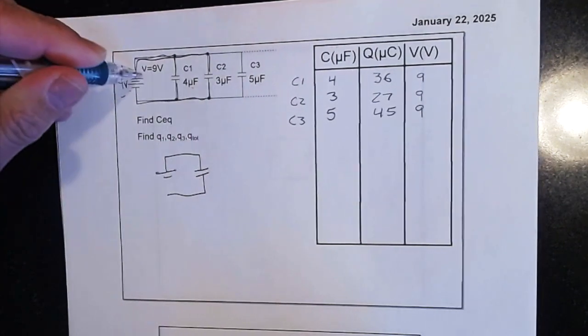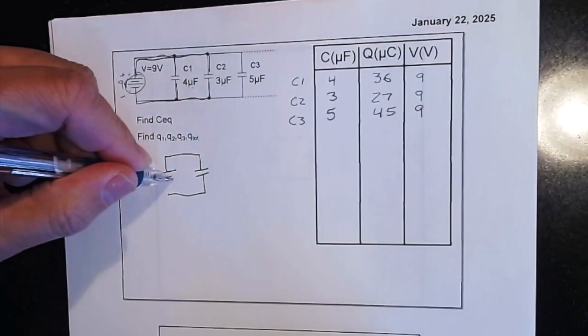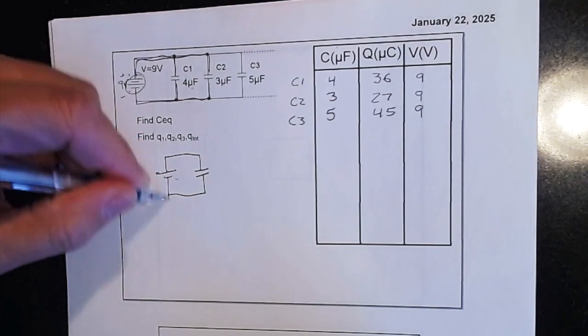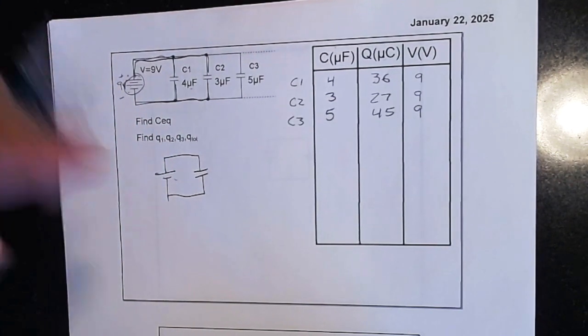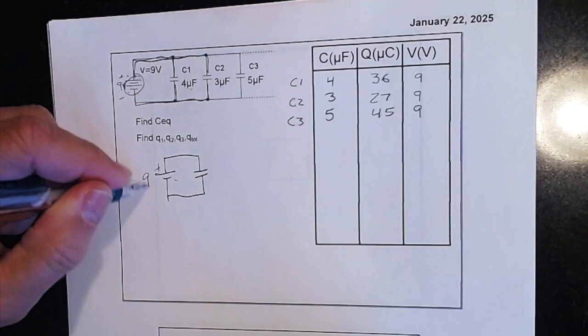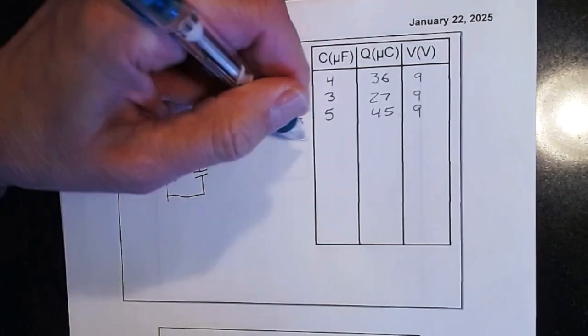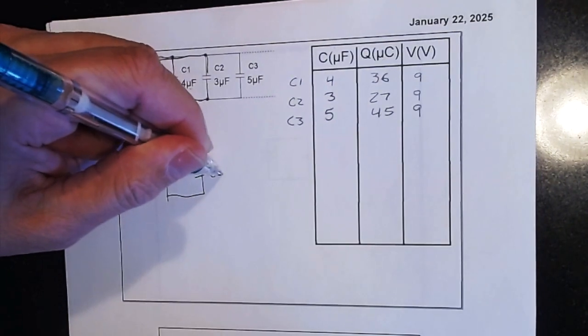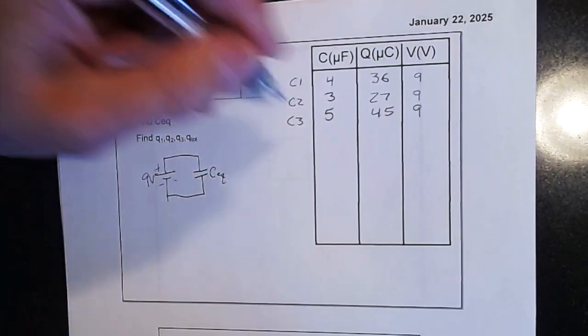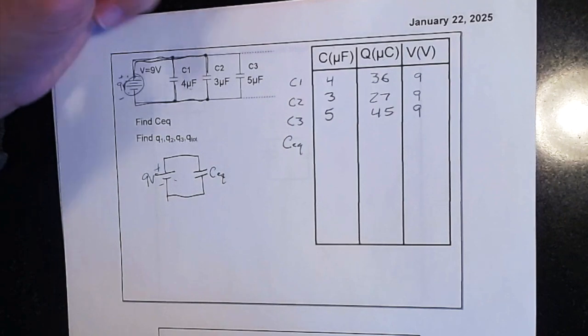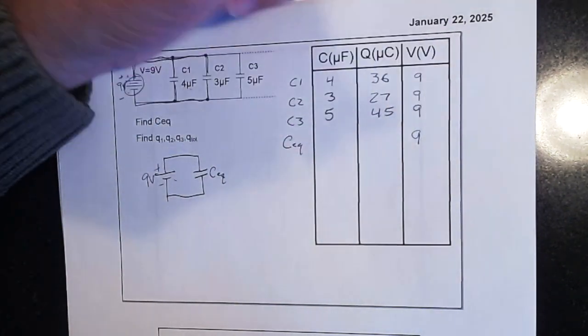And it's funny, they draw these batteries. Those are supposed to be individual cells. I'm not going to be as fussy about that right now. This is just a battery, 9 volts. And so this is going to be my C equivalent. Didn't write it well. C equivalent. The voltage across it is also 9.